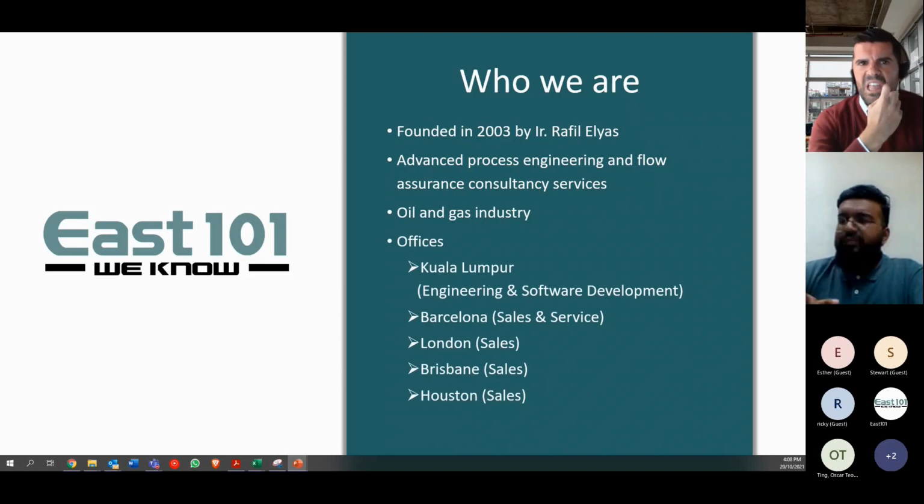Our offices are based in Kuala Lumpur, to be exact in Shah Alam, very close to Stadium Shah Alam, if you're familiar with this area. Here we do all our engineering studies and also work on some software development. Apart from our presence here, we also have partners all around the globe. In Barcelona, we have our partners Inprocess, with whom Danny is joining us. With Inprocess we work on life cycle modeling initiatives as well as operator training simulators. Apart from that, we have sales offices in London, Brisbane, and Houston. That's a brief summary of the company and what we've been doing.